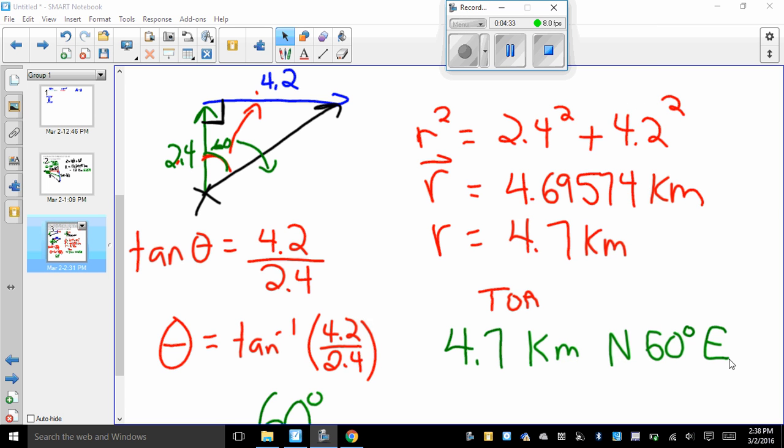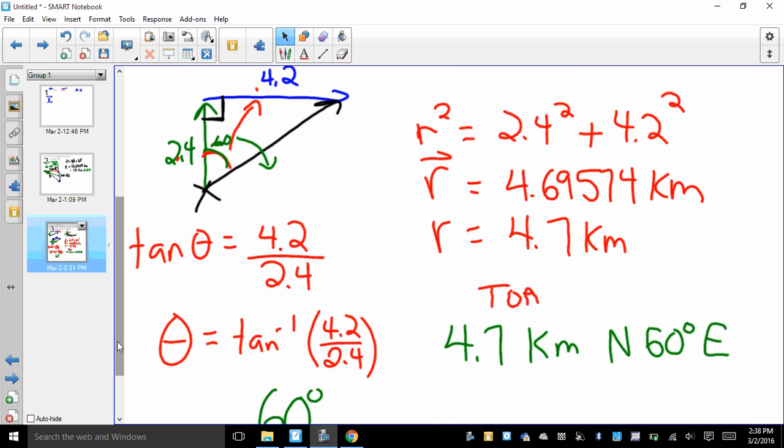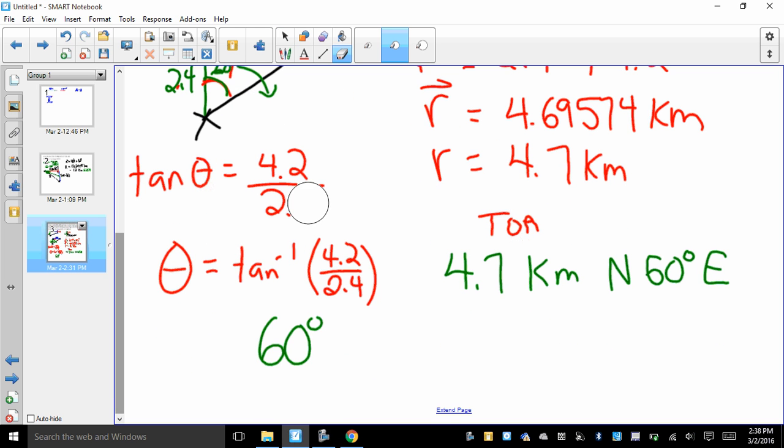Sorry, hopefully some of you had some red flags as I did this. It's not 2.4, it's 2.1, so that's going to change this to be 63 degrees. North, 63 degrees east. So just like in class, when I teach online, I make errors as well. 4.2 divided by 2.1.